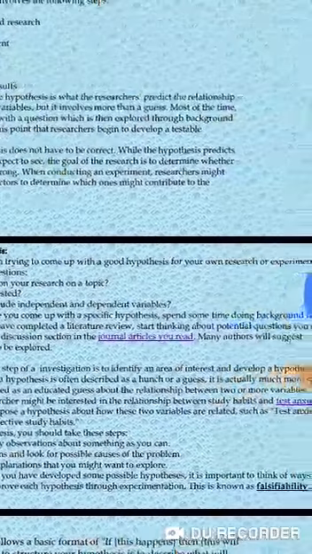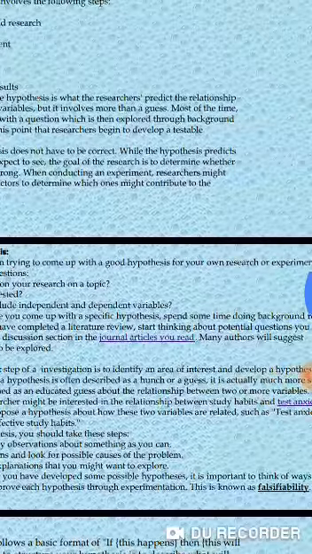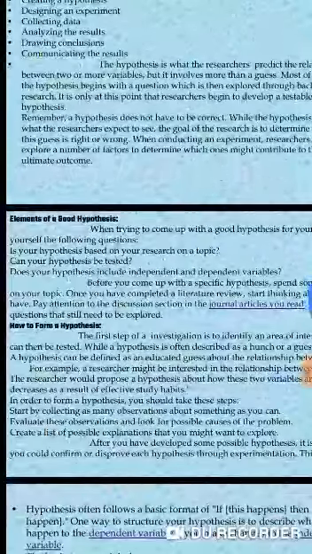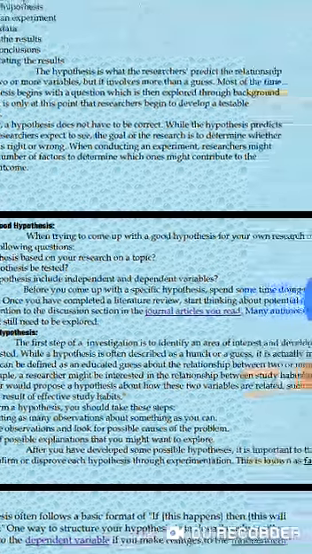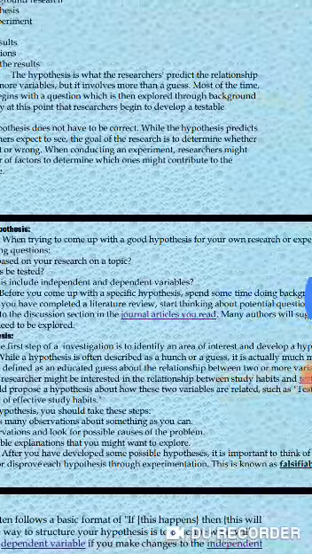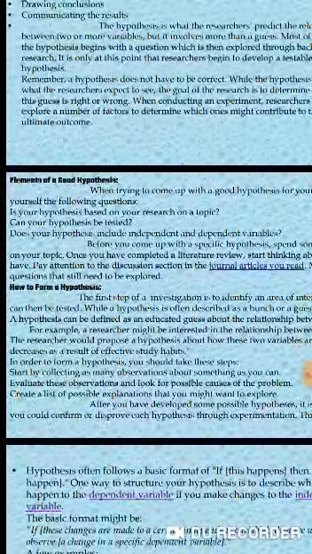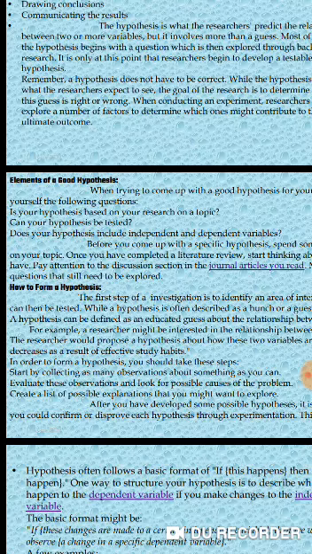So let's see. When trying to come up with a good hypothesis for your research or experiment, ask yourself the following questions. Is your hypothesis based on your research on a topic? Can your hypothesis be tested, or does your hypothesis include independent or dependent variables? These are the questions which you should ask yourself before forming a hypothesis. Before you come up with a specific hypothesis, spend some time doing background research on your topic. First, hypothesis करने से पहले you should do a background research. आपको एक background research करनी चाहिए.